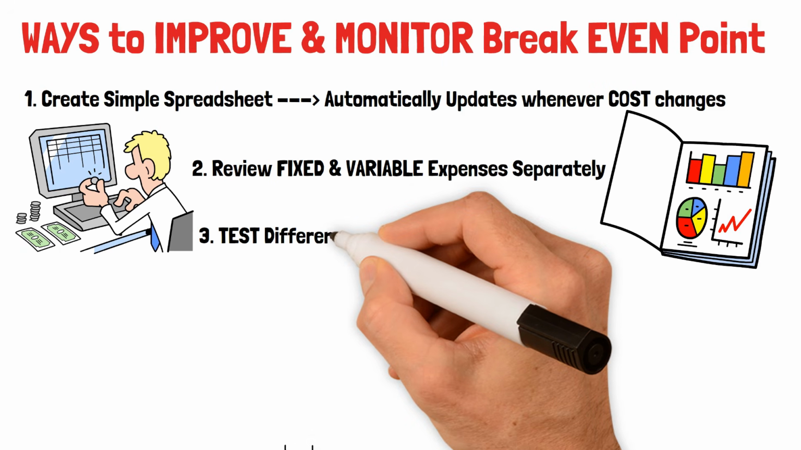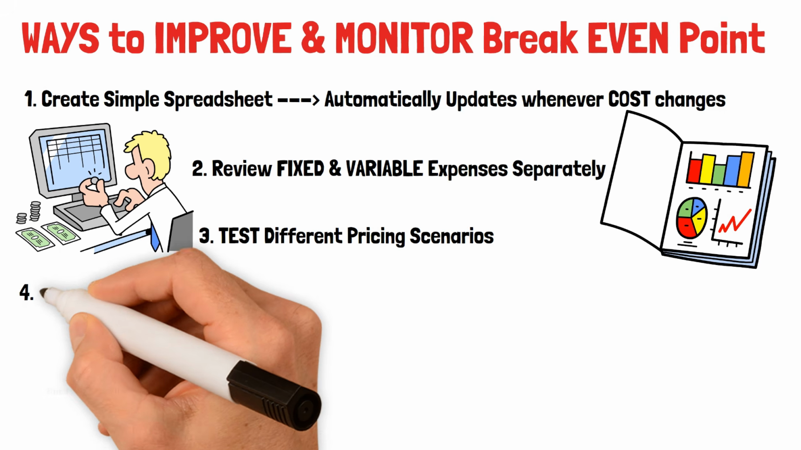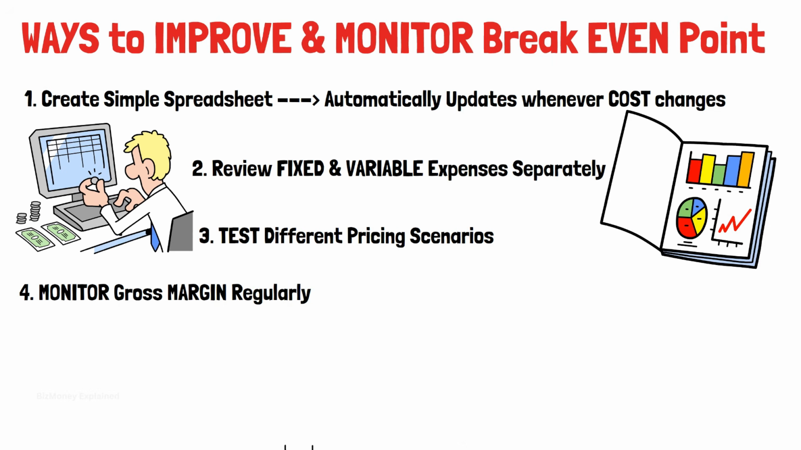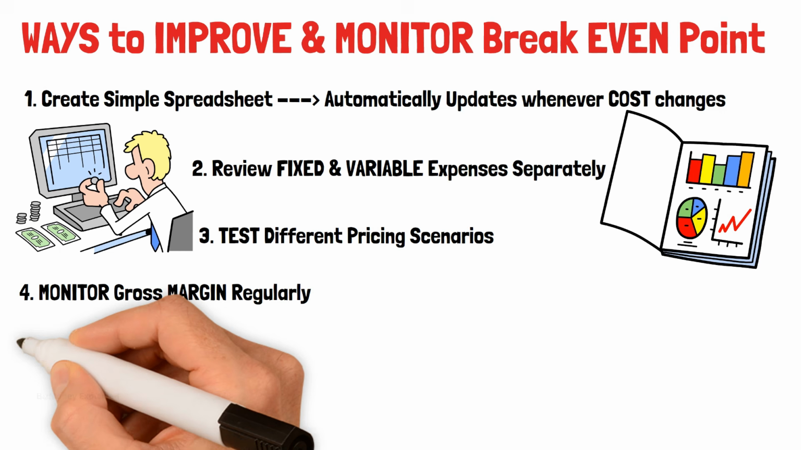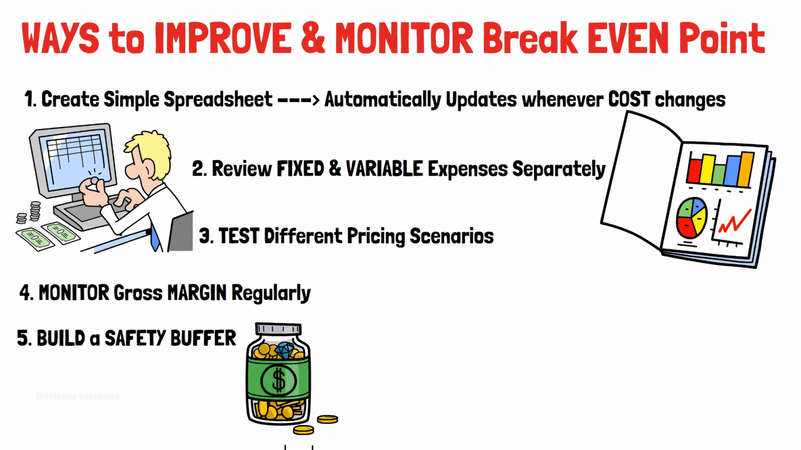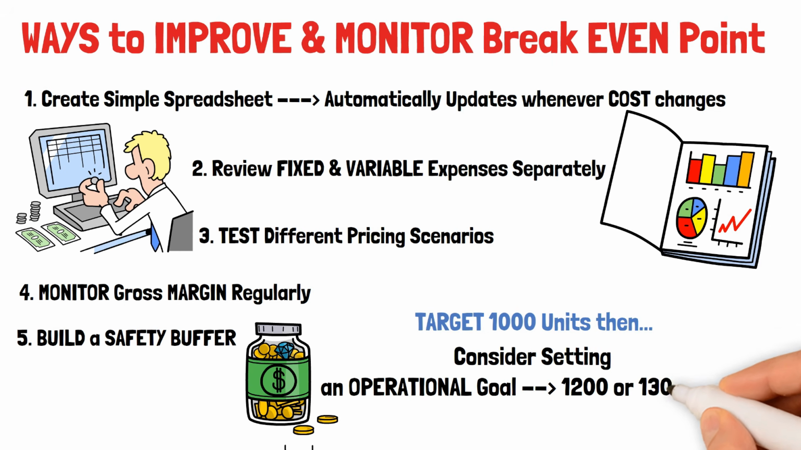Third, test different pricing scenarios. A small increase in price can sometimes reduce the number of sales needed to break even dramatically. Fourth, monitor gross margin regularly. If suppliers raise prices and you fail to adjust your calculations, your break-even target may quietly move higher. Fifth, build a safety buffer. Do not aim only for break-even. If your calculated target is 1,000 units, consider setting an operational goal of 1,200 or 1,300 units. This creates room for unexpected expenses and slower sales periods.